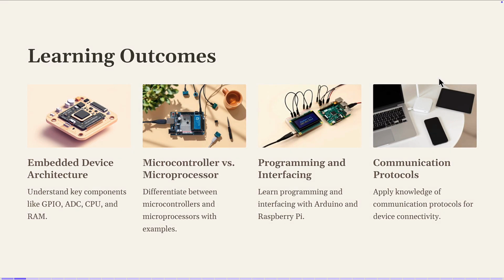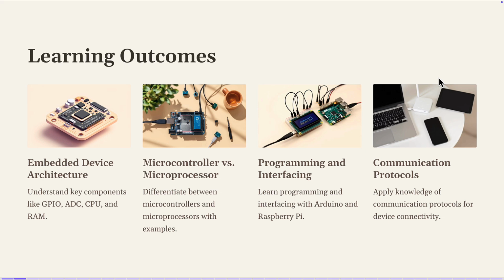So at the end of the lecture, you will learn what an embedded device architecture is. You'll be able to understand the key components, like what a GPIO is, what an analog to digital converter, ADC, is, CPU, processor, and memory, different types of memory, the RAM, the ROM, and so on. The difference between a microcontroller and a microprocessor, differentiate between both, and also how to do basic programming. We're going to have a whole week about programming these devices, but I'm going to give you a sample code just to get a feeling about it. And also we'll introduce the communication protocols, how we can interface with these devices either wirelessly or using wires.